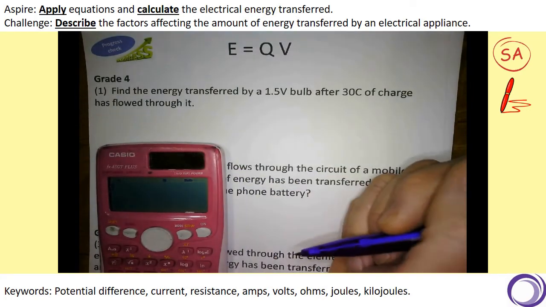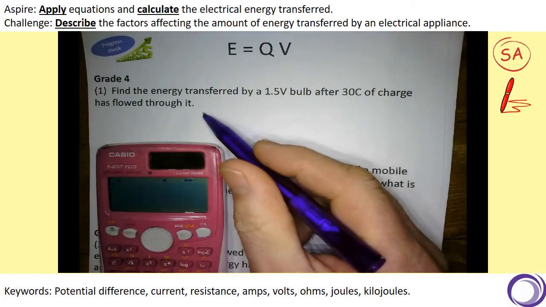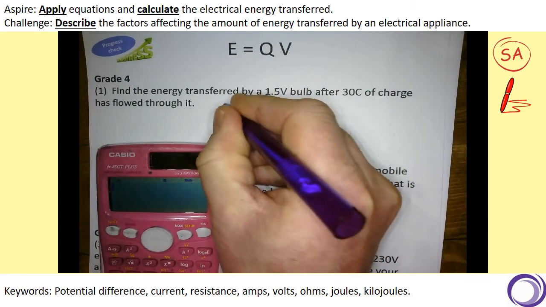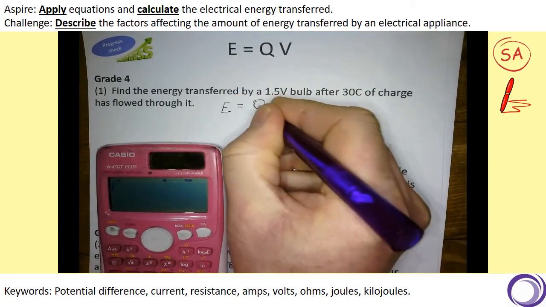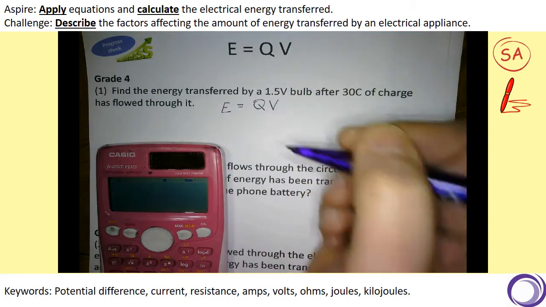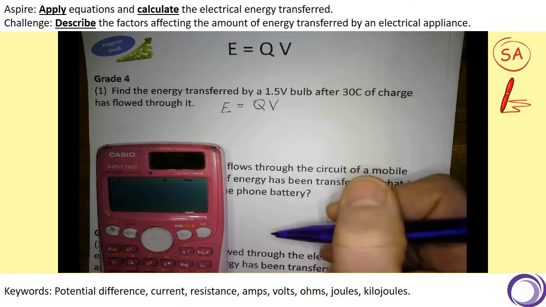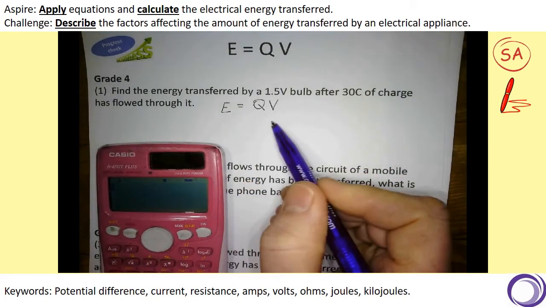Let's have a look at the first one then, see how you got on. First rule, write down the equation that we know. Question 1, E equals QV. This is just a straightforward substitution. There's no moving around, which is why it's only a grade 4. There's nothing particularly complicated about it. So we've written the formula down.